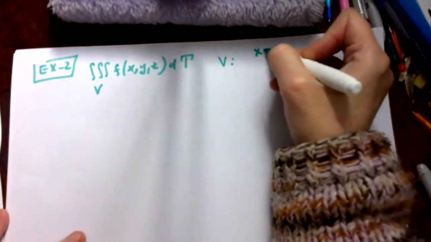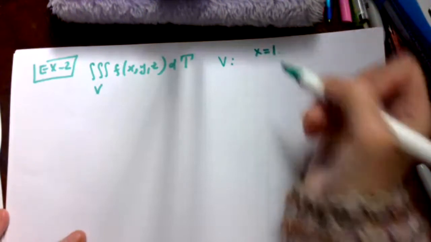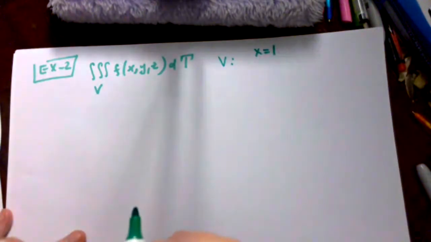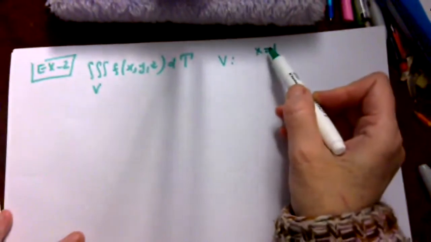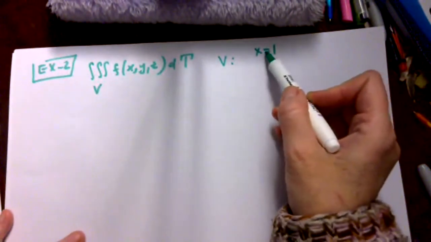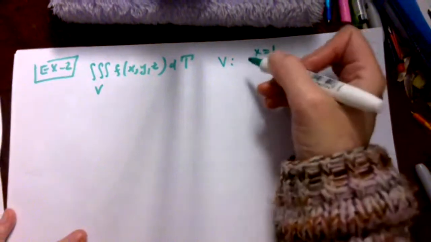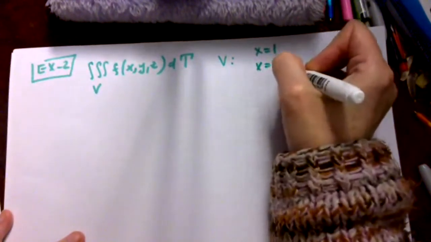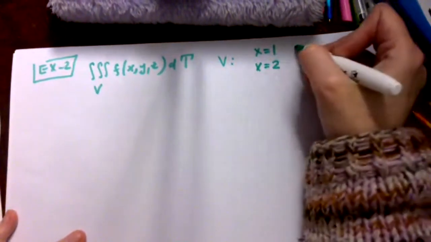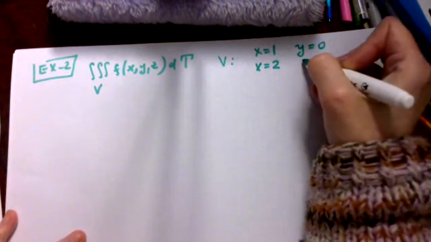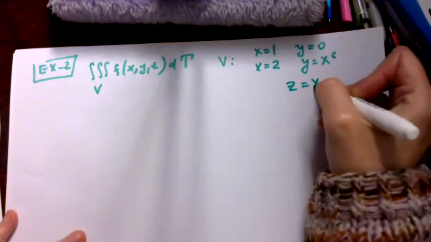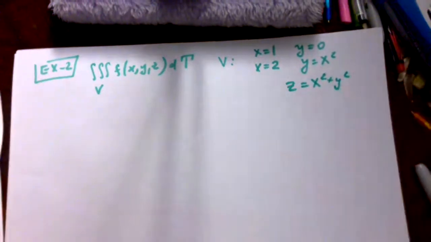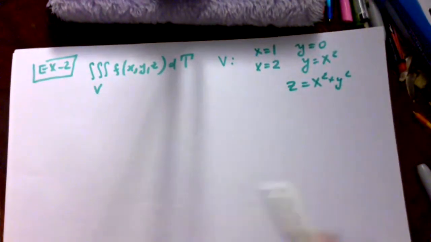So these surfaces are x is equal to 1. You know, this is not a line. When you are inside a 3D space, it's not a line anymore. It's a plane with the equation x is equal to 1. The next surface is x equal to 2. Again, this is another plane. Then y is equal to 0, y is equal to x squared, and z is equal to x squared plus y squared. Look at this. We have even 5 surfaces bounding our region.